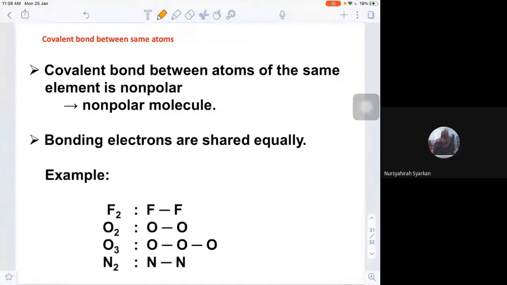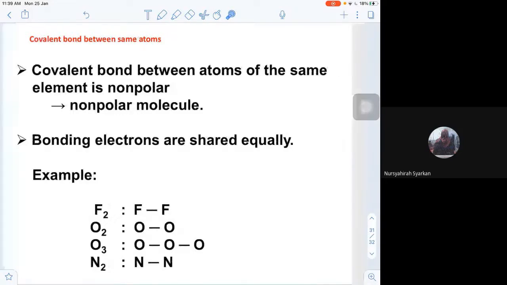If the covalent bond is made between atoms of the same element, then it is non-polar. Examples are fluorine, oxygen, ozone, and nitrogen with a triple bond. The bond is made between the same atom, so the bonding electrons will be shared equally. This is a symmetrical distribution. The bonding electrons are shared equally, which makes these bonds non-polar.